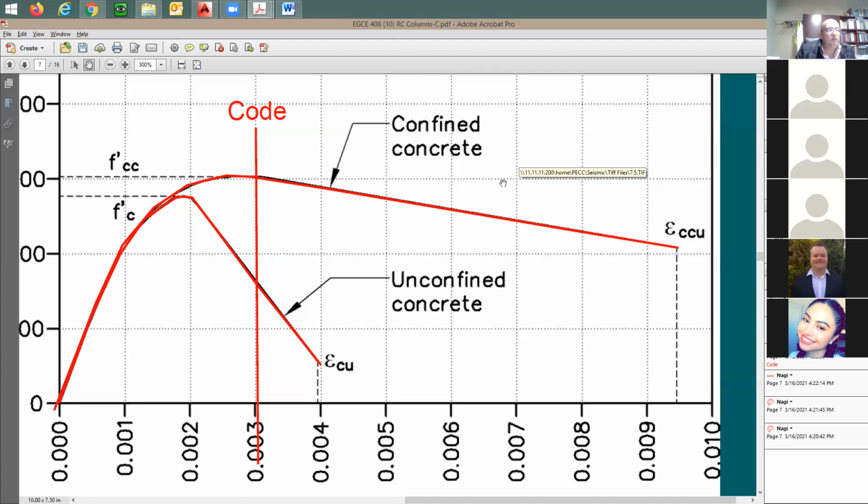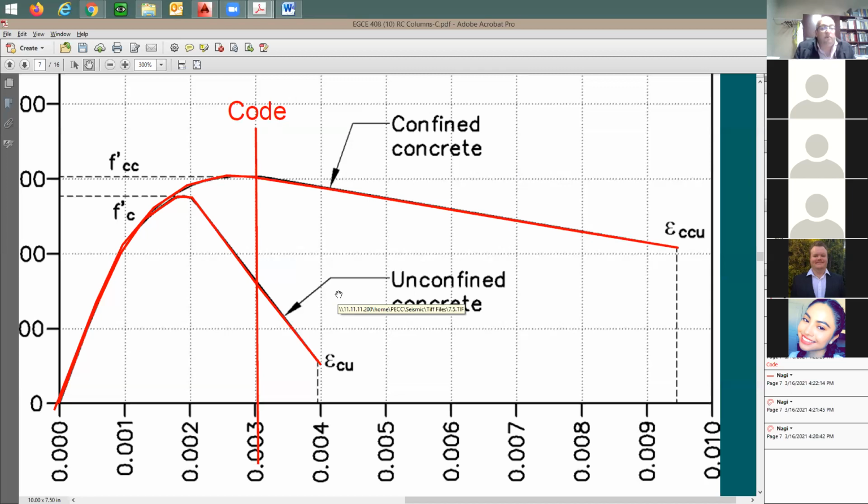Yes, I'm here. Okay, can you help me and let me know if the code would let you use higher values than 0.03 when you have confined concrete? Well, I would think it'd be too dangerous if the code would just stop at 0.03. So is there anything in the code about the use of 0.07 instead of 0.03? No. Okay, very good. Thank you, Dylan.